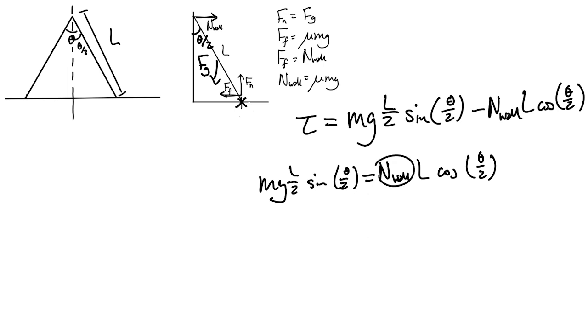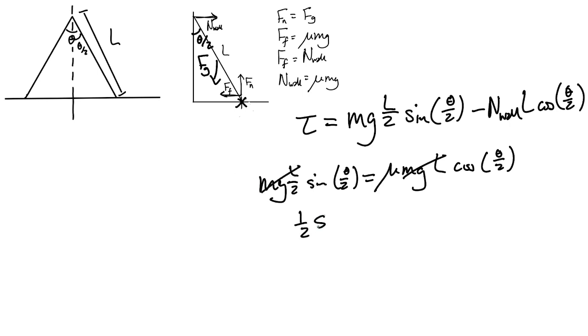Remember that our normal force on the wall is going to be equal to mu mg. So that means this is mu mg L cosine theta over 2, right? All right, so we can eliminate a few things. We can first eliminate these. So this is 1 over 2 sine of theta over 2, and it's going to be equal to mu cosine of theta times cosine theta over 2, right?